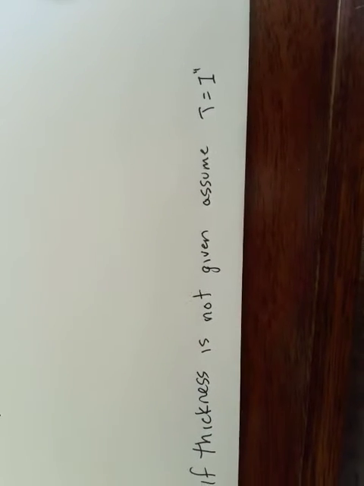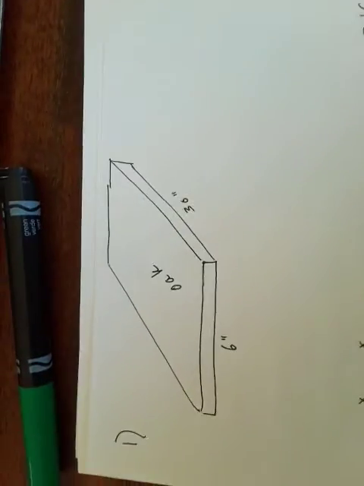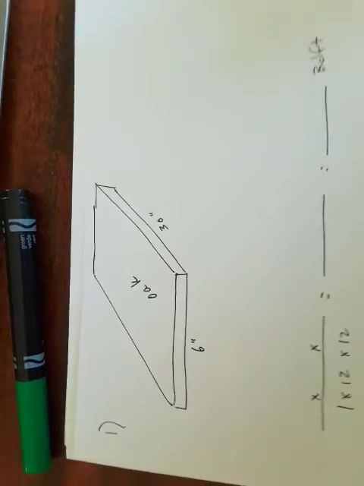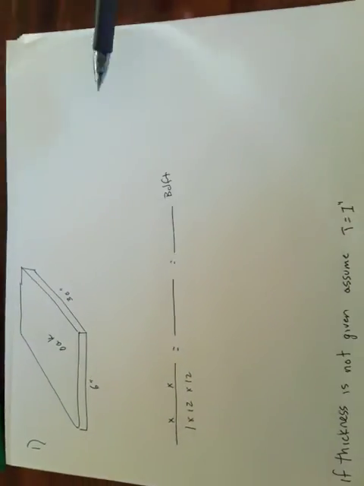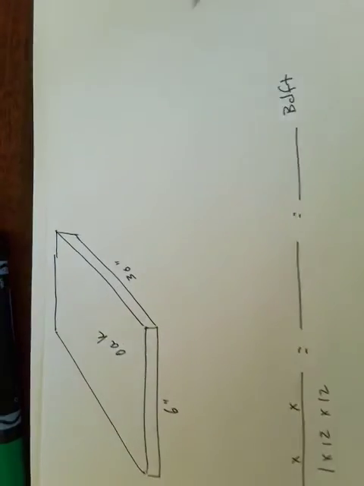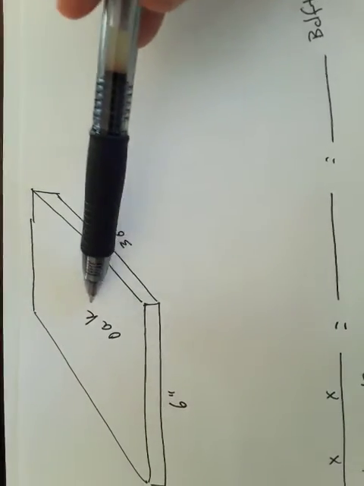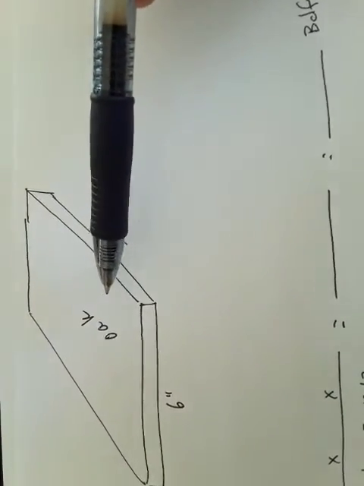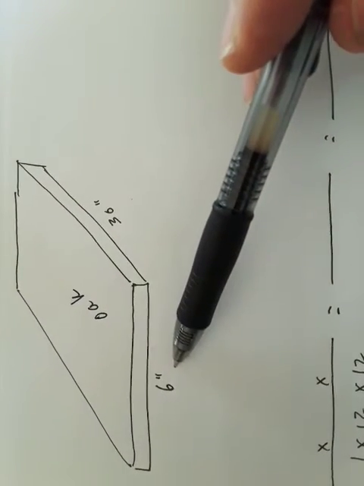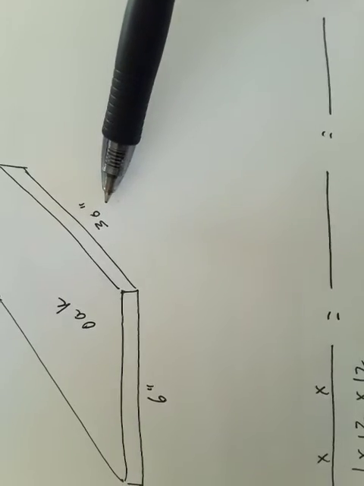So here's what I'd like you to do. Here is our number 1 problem. I do want you to sketch it out much like you see here, so let's dedicate a page for number 1. In the upper left-hand corner, I went ahead and sketched that board. It happens to be oak, not that that's relevant right now, but it has a dimension of 6 inches and 30 inches.